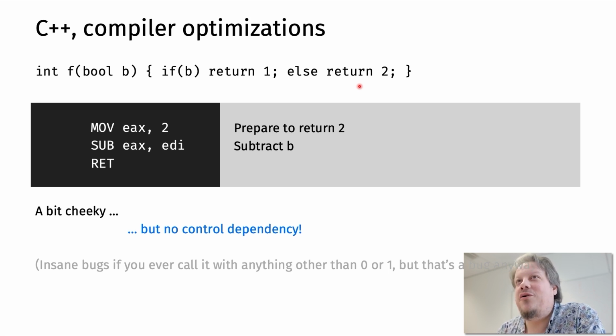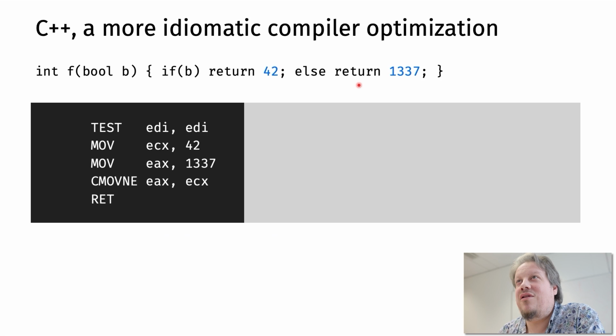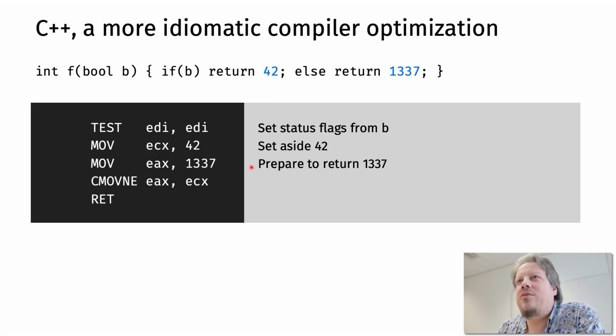I wanted to show you how conditional moves get used, and then I wrote this code and disassembled it, and I found this cheeky bit of code. So let's put different constants: return 42 and 1337. I get the code that I expected the first time. So what does this do? First, we set the status flags from our parameter and set aside 42 in register C. Then we prepare to return the other constant in A, and then we do a conditional move if not equal, putting the 42 in the return register. So if B was not 0, we overwrite the 1337 with 42.